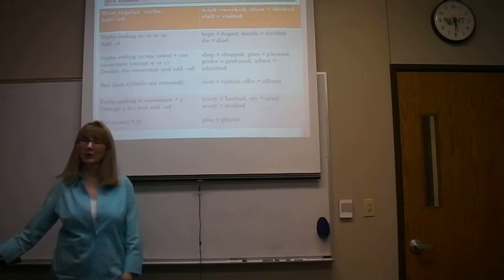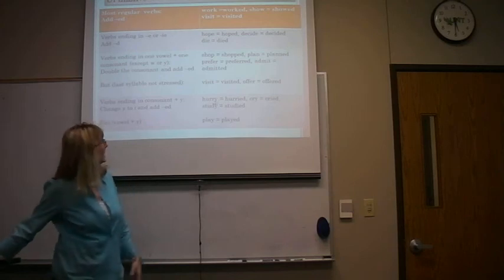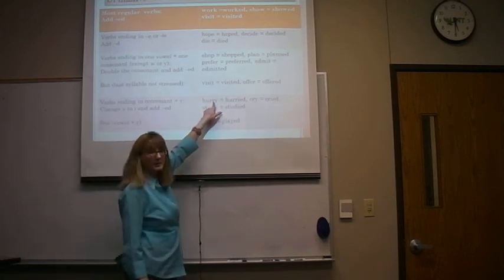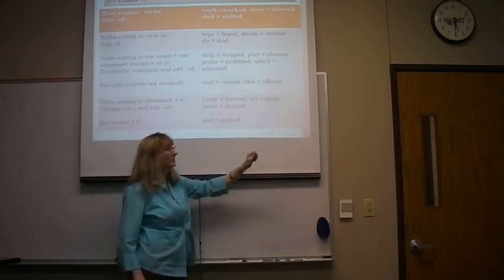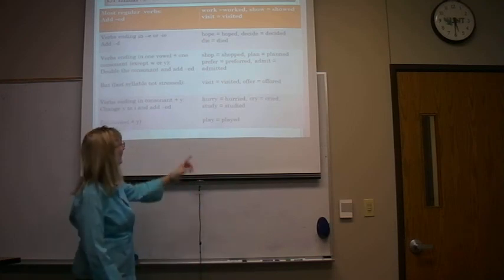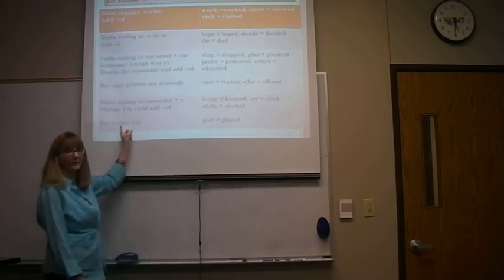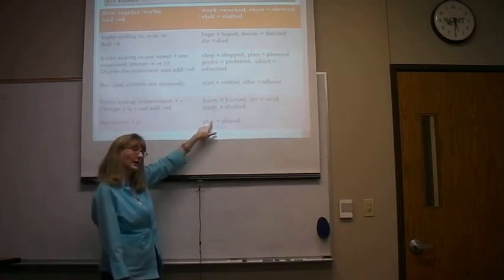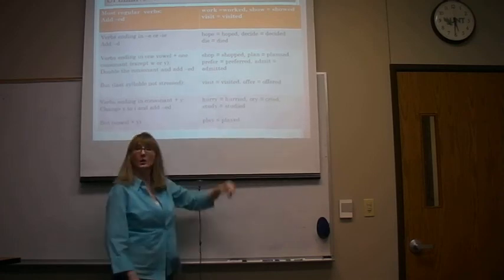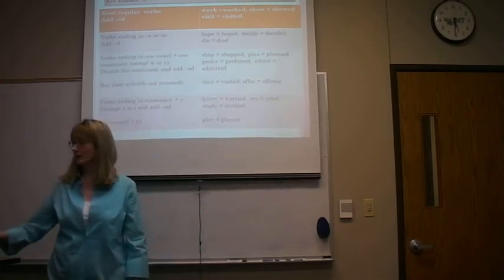Next, we have verbs that end in consonant plus Y. We change the Y to an I and add ed. For example, hurried. Hurried, you can see, ends in a consonant and a Y. So we change the Y to an I and add ed. But if before the Y there is a vowel, like the word play, A is a vowel, Y, then you just add ed. You don't change the Y to an I.